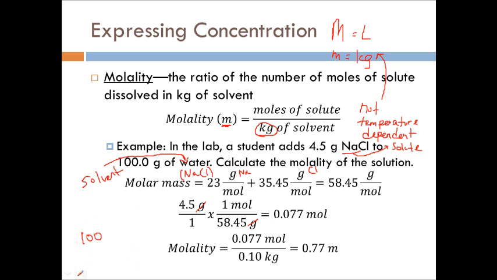So let's get rid of that. Again, the relationship between a kilogram and grams is that there are 1,000 grams in a kilogram. So you can either divide by 1,000, or move the decimal 3 to the left. So it becomes 0.1 kilograms, and that goes in the denominator. You divide the two, and you get an answer of 0.77 molal. I think that's how you say it. It's a little m.